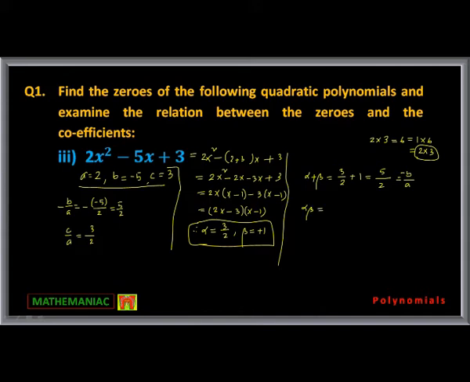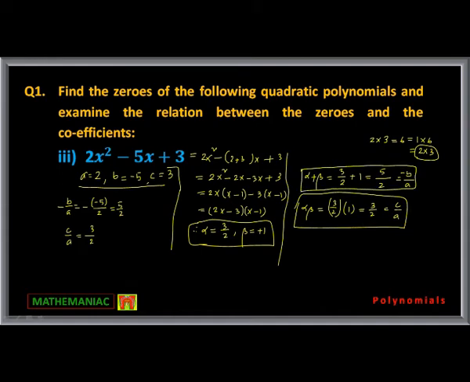And then this will be 3 by 2 into 1, giving you 3 by 2. And that is exactly c by a. So you have verified both the results here, that is the relation between the zeros and the coefficients. Okay, move on to the next question.